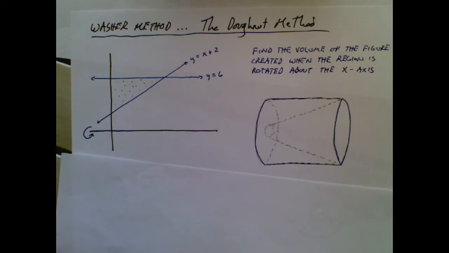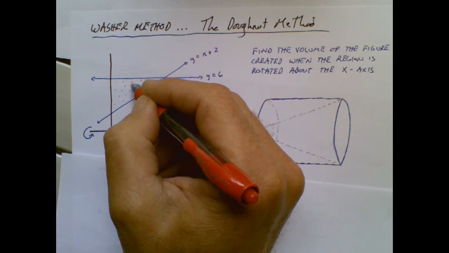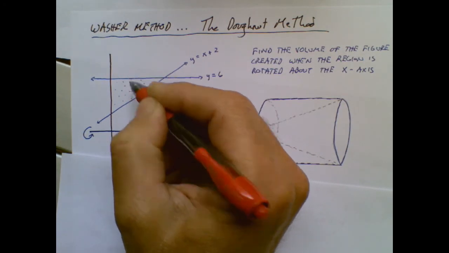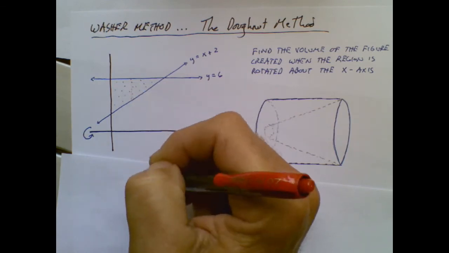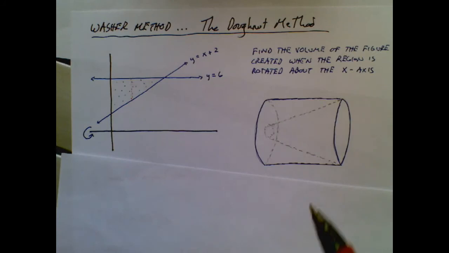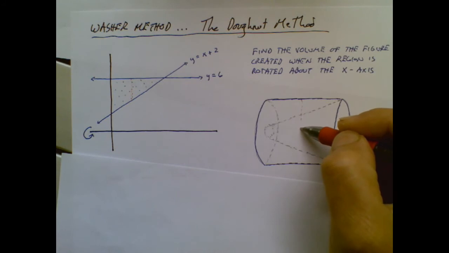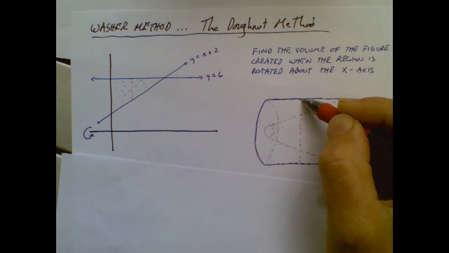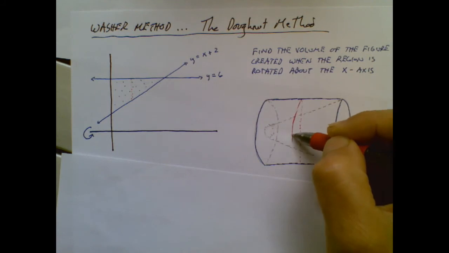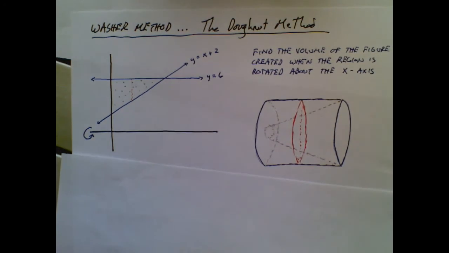Earlier in the pancake method, we said, hey, you got to cut a slice through that region. And in this case, that slice would have to go way down here because this thing is rotating about the x-axis. So if I were to recreate that slice over here, that slice would look like that. Or 3-dimensionally, it would look like that.